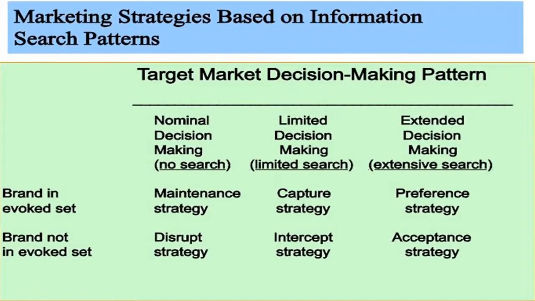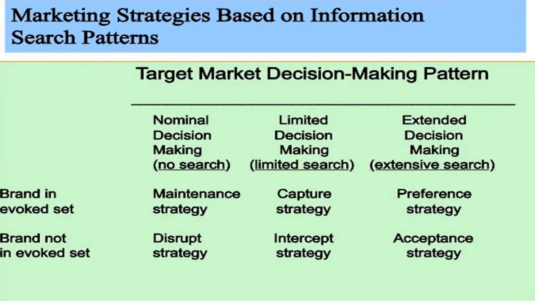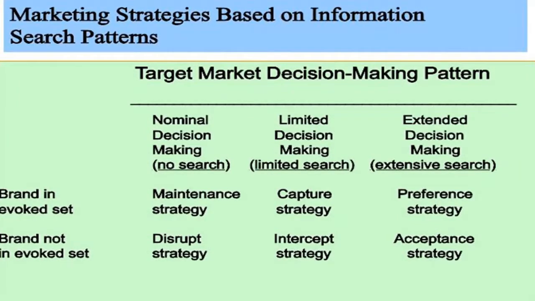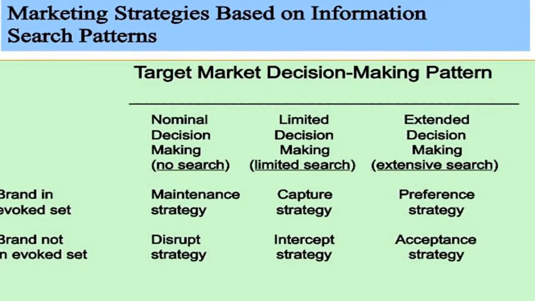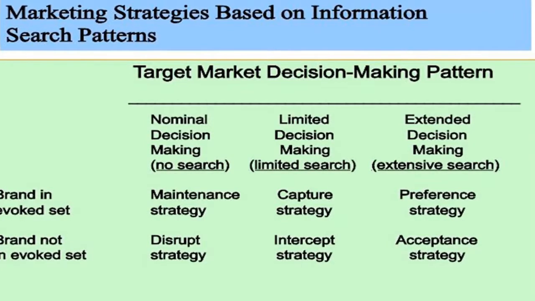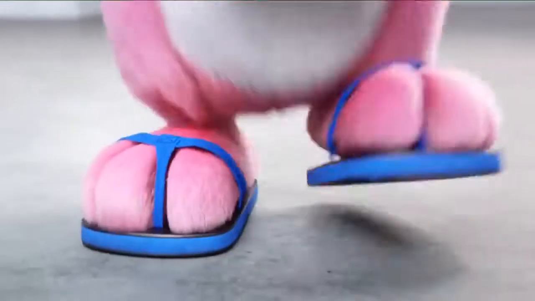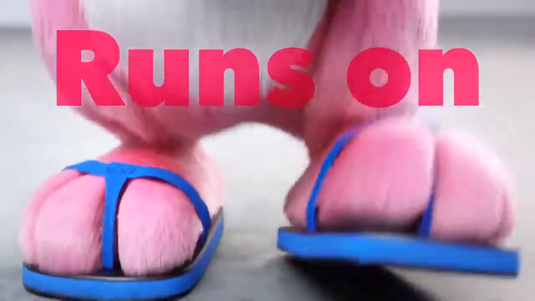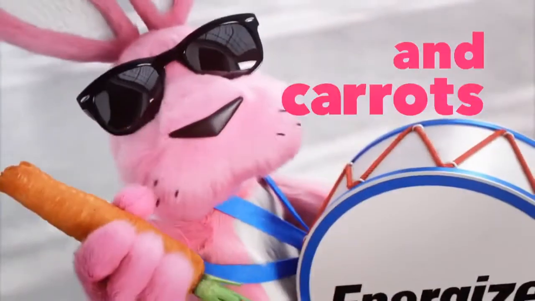Sound marketing strategies take into account the nature of information search engaged by the target market prior to purchase. 2 dimensions of search that are appropriate are the type of decision influences the level of search, and the nature of the evoked set influences the direction of the search. This video demonstrates the maintenance strategy where the brand is purchased habitually by the market, and the marketer's strategy is to maintain the behavior.